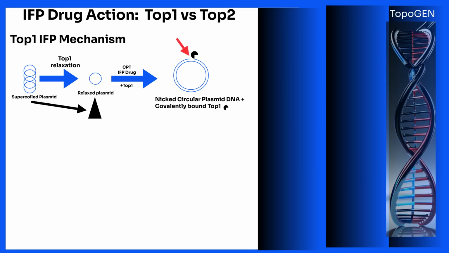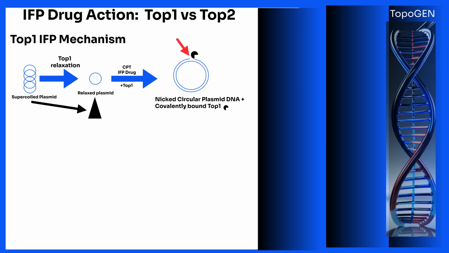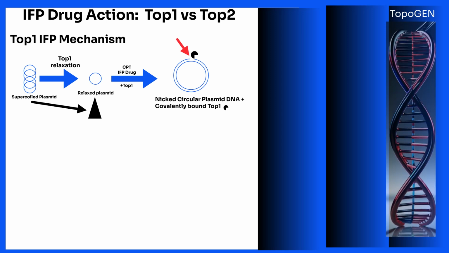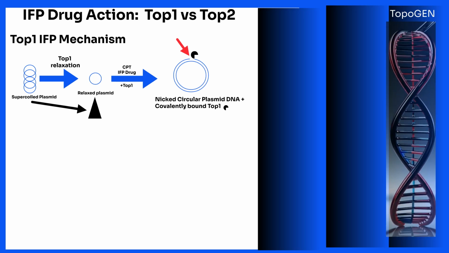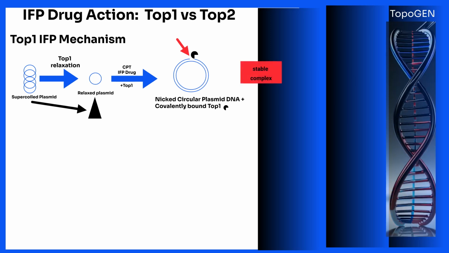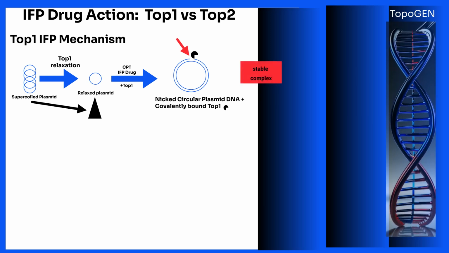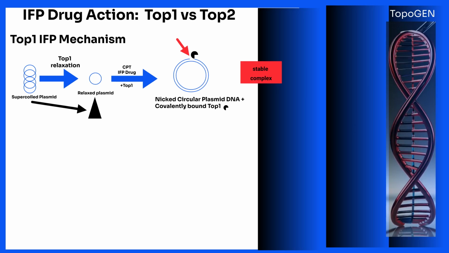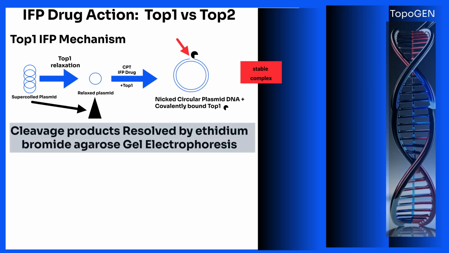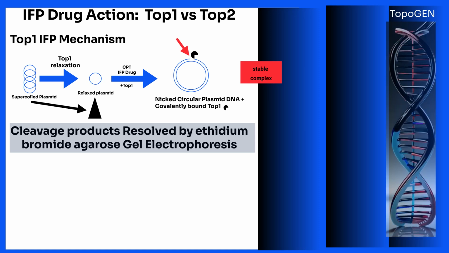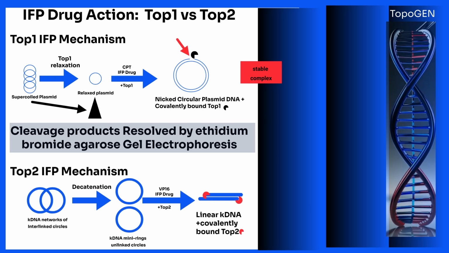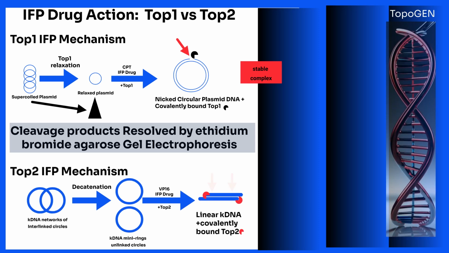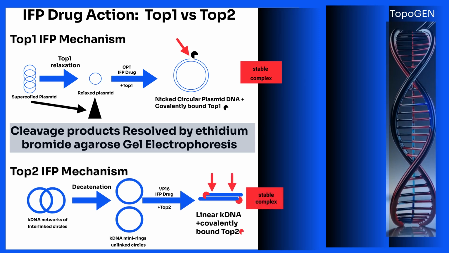To detect cleavages, one simply reacts TOP1 and DNA, followed by treating with SDS to denature the active enzyme. This freezes the cleavage complex, yielding a stable DNA-topo complex. The nicked DNA complex is measured using an agarose gel containing ethidium bromide. The situation for TOP2 is quite different. The TOP2 reaction intermediate is a double-strand break, and in this case the IFP drug will generate linear DNA, as shown in the lower diagram.